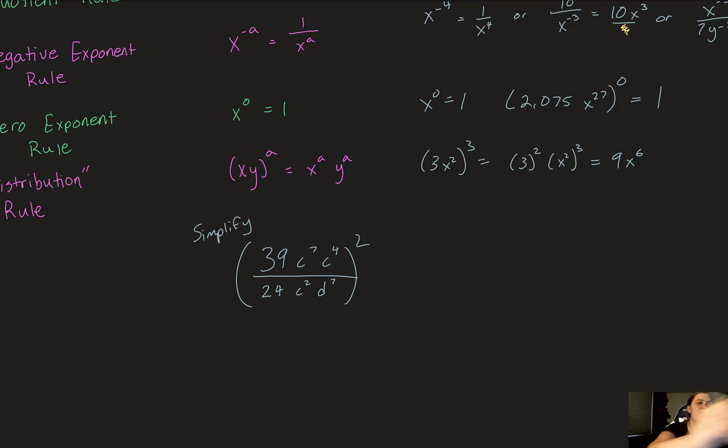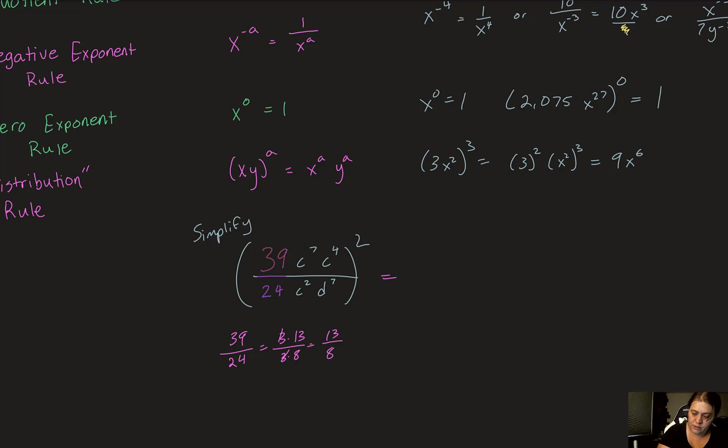So how do we do this? Where do we even start? So typically speaking, what I do is I start by finding the numbers, right? And I put them down. 39 over 24. And I simplify that. That's 3 times 13, 3 times 8. And the 3's cancel, which gives me 13 over 8 for my number bit.